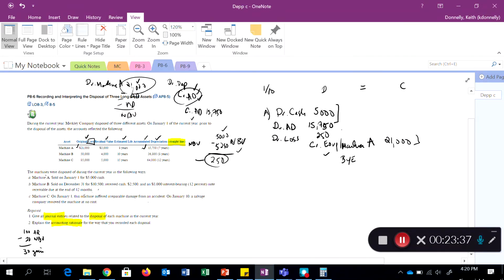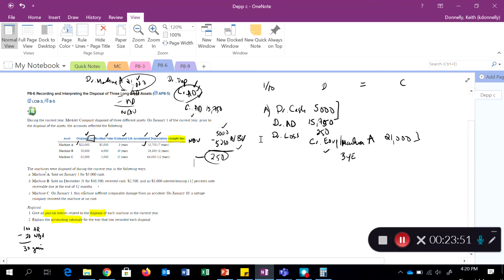So that you could do it plugging in. The easier way to do it is if you just think debit, start with cash, get rid of the machine, get rid of the accumulated depreciation, and then plug it. That's one way. Another way is just think about what you sell it for in light of what its carrying value is.